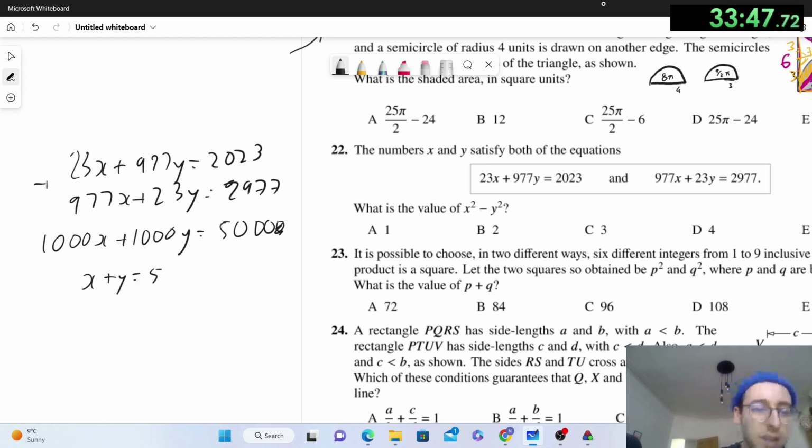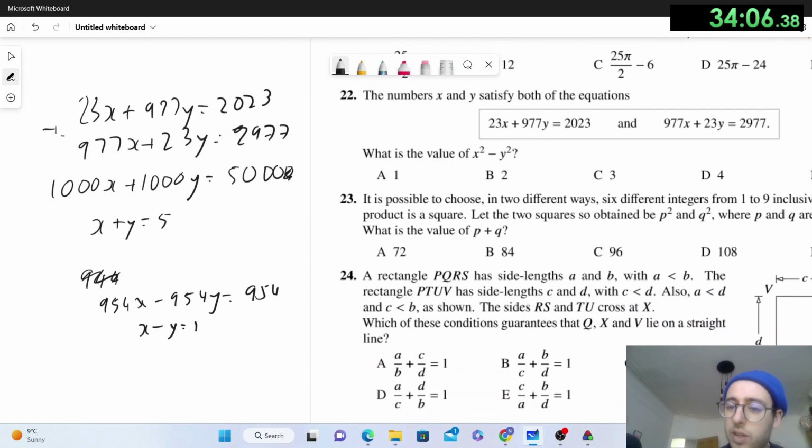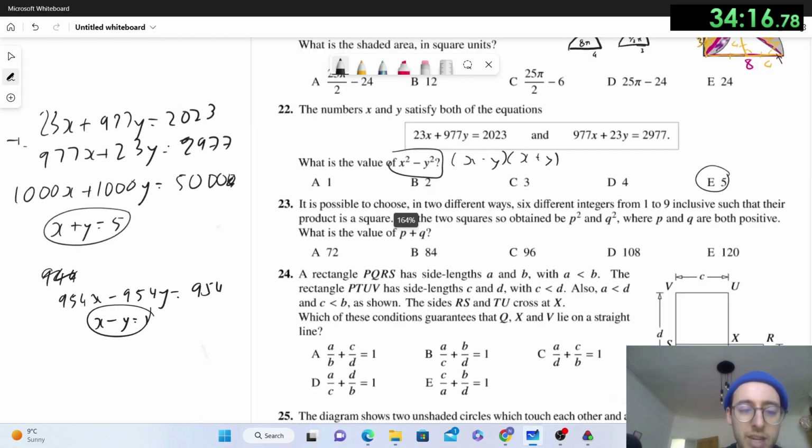Nice. And if I subtract them, I get 954x minus 954y equals 954. So x minus y equals 1. And then we're looking for x squared minus y squared, which of course, by the difference of two squares, is x minus y times x plus y. It is 5 times 1, which is 5. Love that energy. That's great.